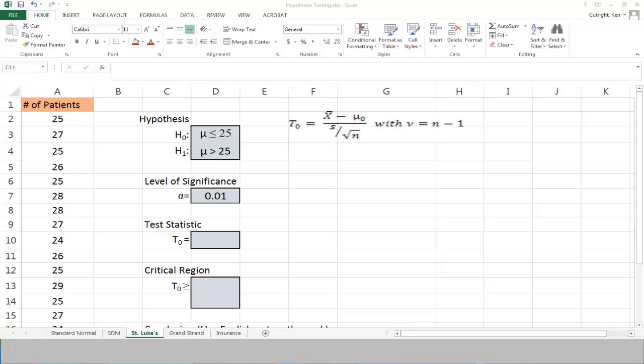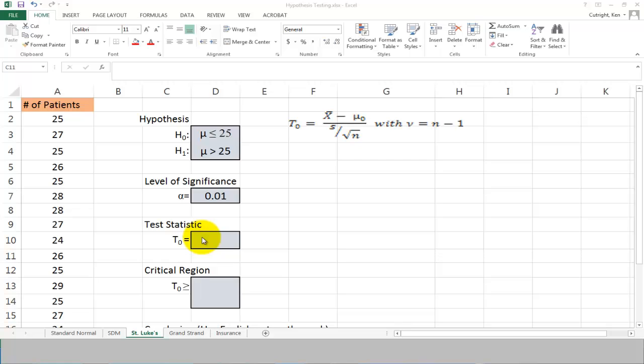Okay, now I've gone to Excel here, and I've got the data that we just saw in the PowerPoint slide over here in column A. I've written the hypothesis based on our previous discussion. We want the alternate to be greater than because the wording said more than, and the equal must be in the null. The level of significance is 0.01.